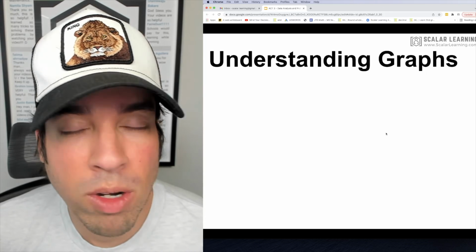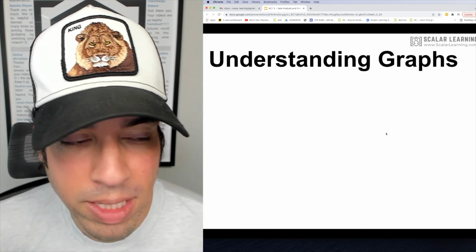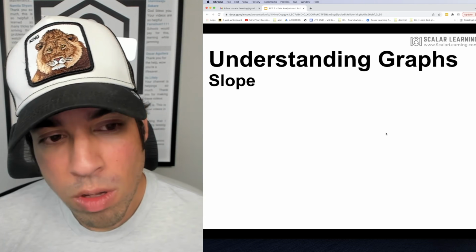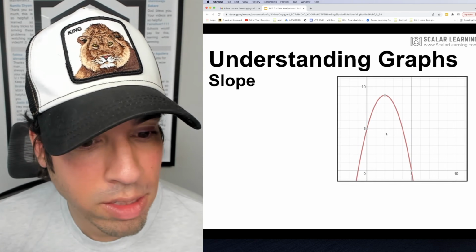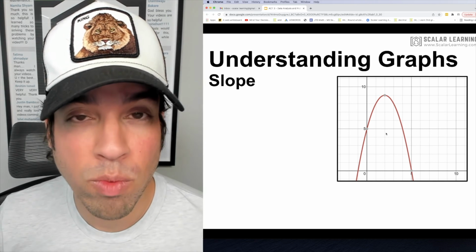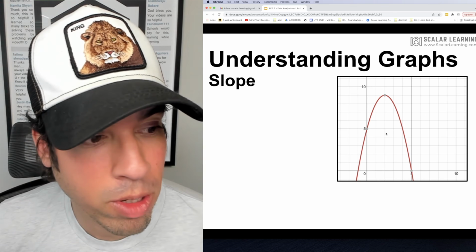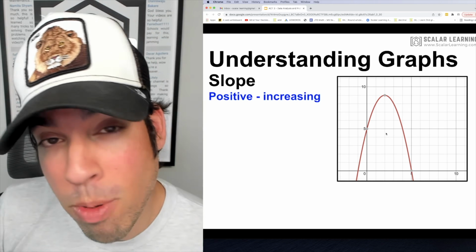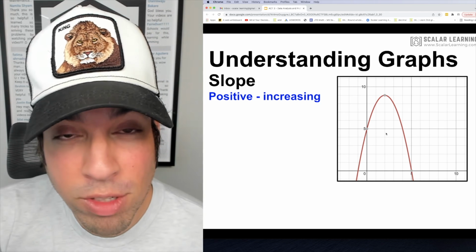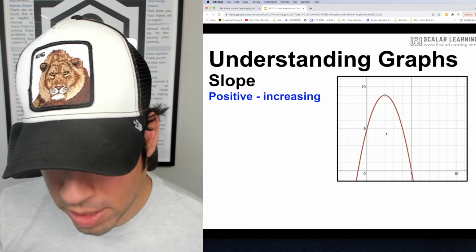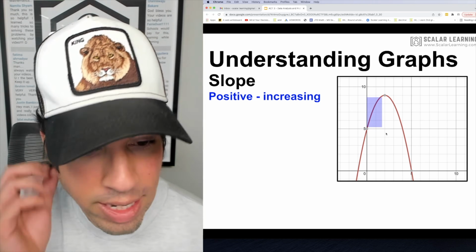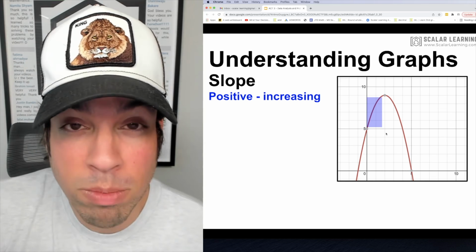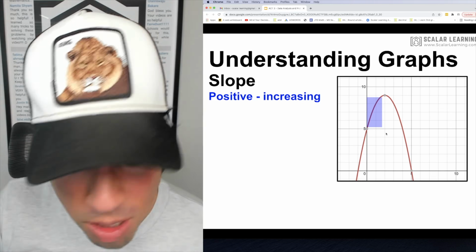Now let's talk a little bit about understanding graphs in general when you see them on the ACT. So first of all, when they're talking about slope, what is slope? Slope is, again, rise over run, and there's certain terms that we want to be familiar with. For example, positive slope, also called increasing slope, is where the graph is going up from left to right. So for example, in this graph, it's this portion right here. It's actually more than this portion, but that is an example of positive slope.